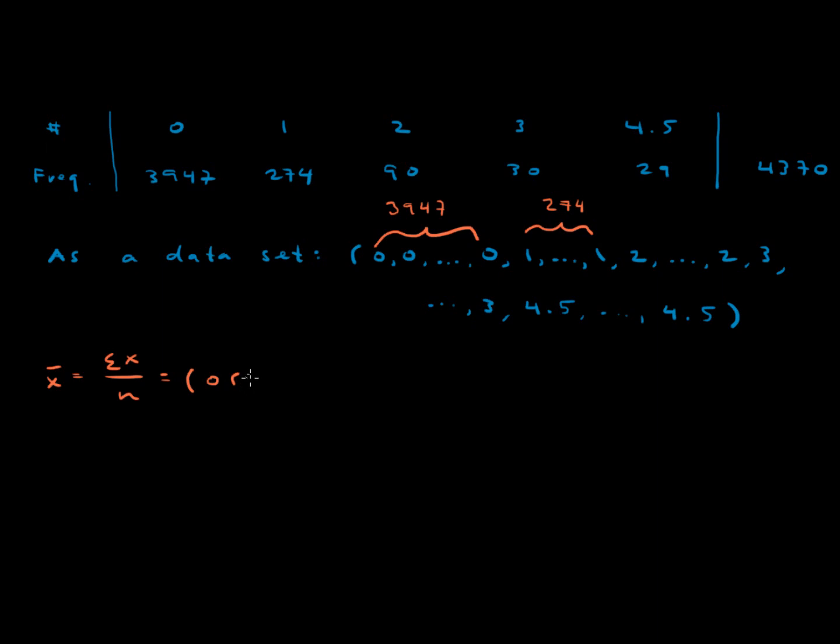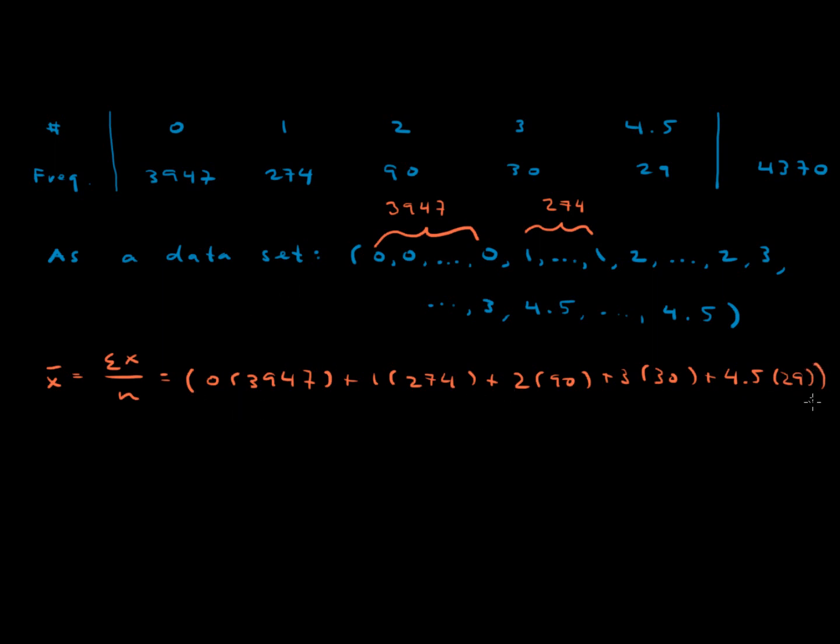So 0 times 3947, plus 1 times 274, plus 2 times 90, plus 3 times 30, plus 4.5 times 29.